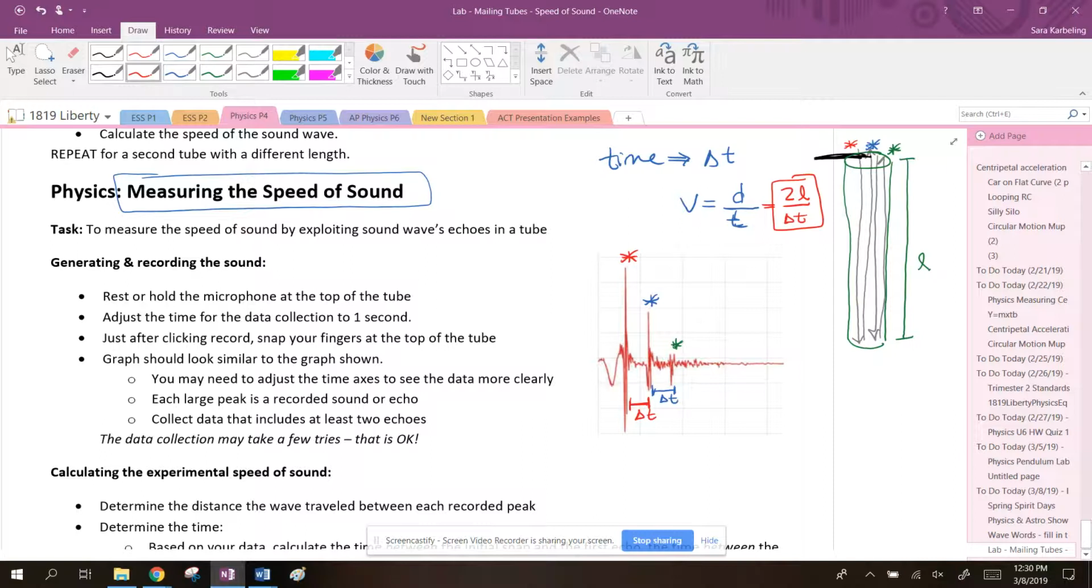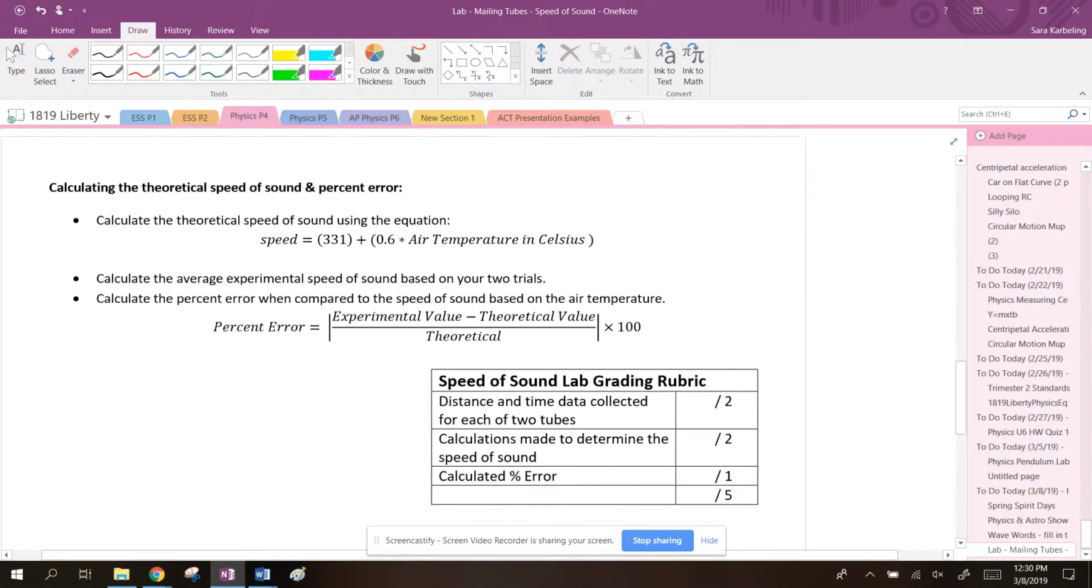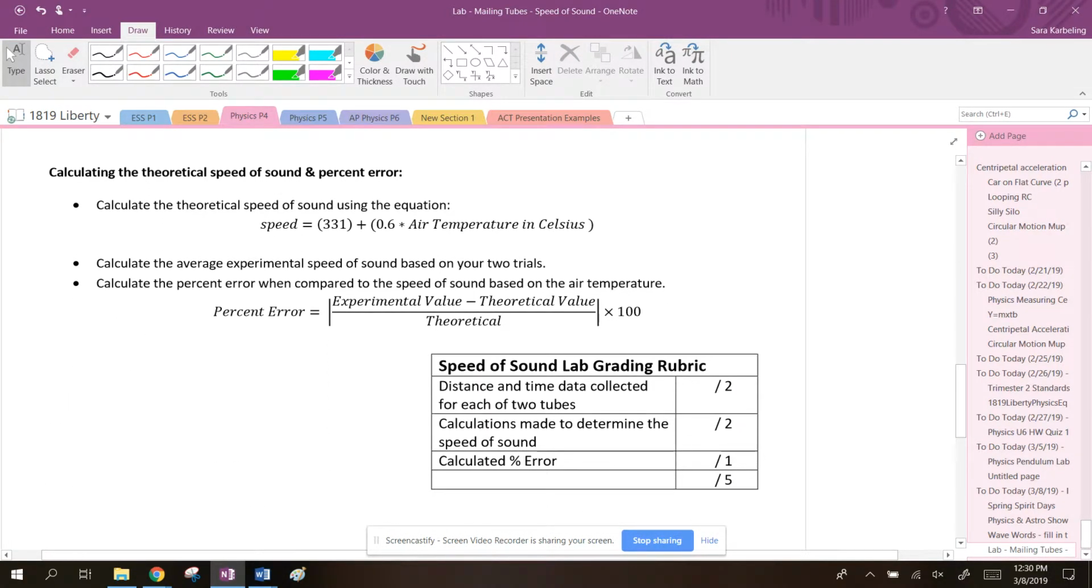So you're going to get a bunch of delta T's and probably, I don't know, average them together to get 1 delta T for your long tube. And then you're going to do it a bunch of times and get 1 delta T for your small tube. You got two different lengths. And so you should get two values for velocity. And then when you go down to the bottom here, you found an experimental value, right? So you found what this thing is.